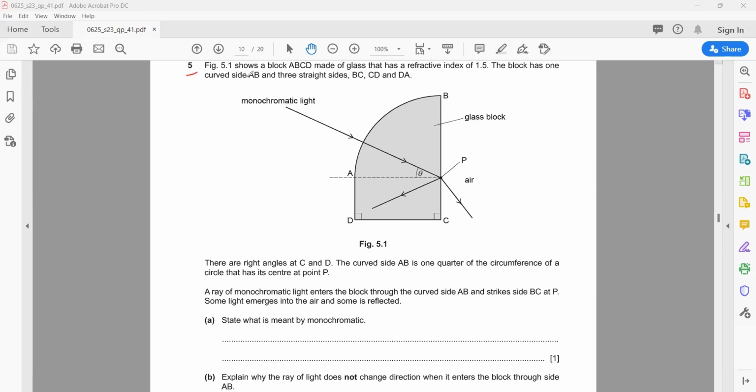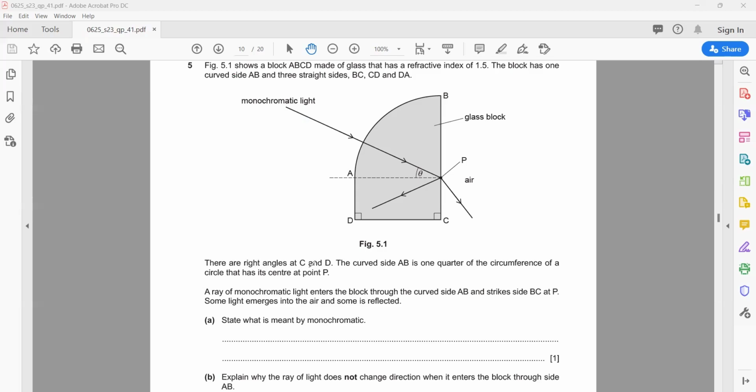Question number 5. Figure 5.1 shows a block ABCD with refractive index n equal to 1.5. The block has one curved side AB, and the three sides are BC, CD and DA. Any confusion? No. Okay.